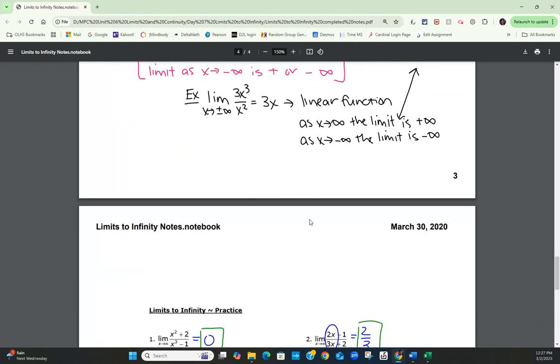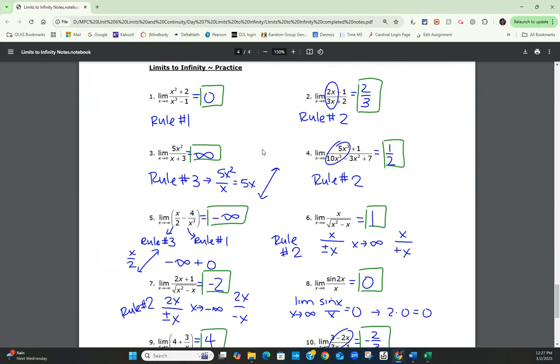All right, so let's look at some examples. All right, so rule number 1, the degree of the numerator is 2, the degree of the denominator is 3. If the degree of the numerator is less than the degree of the denominator, your limit to infinity is 0. And just like before, you should always answer with a complete limit to infinity statement. Number 2, this is rule number 2. The degree of the numerator is the same as the degree of the denominator.